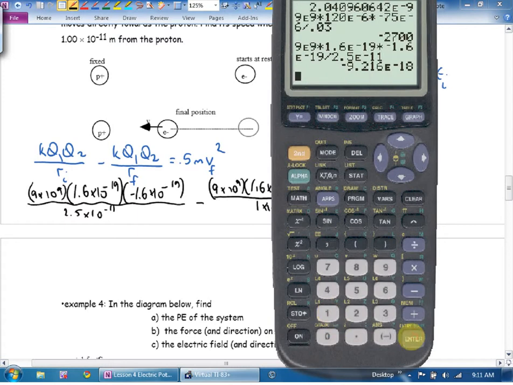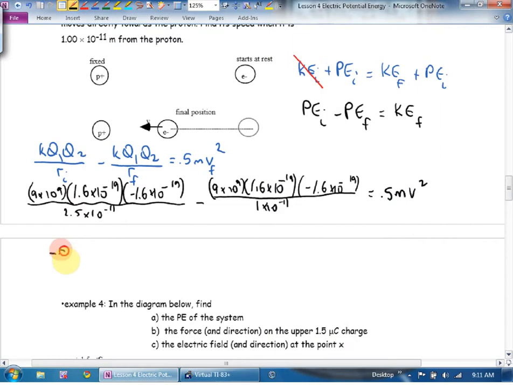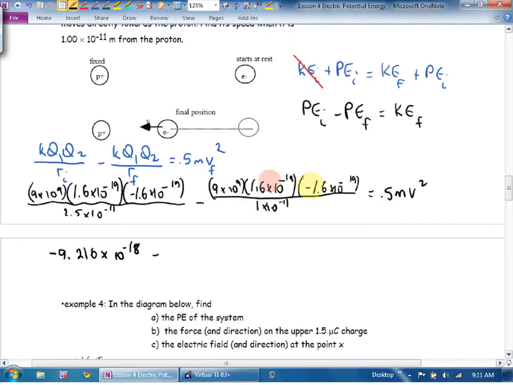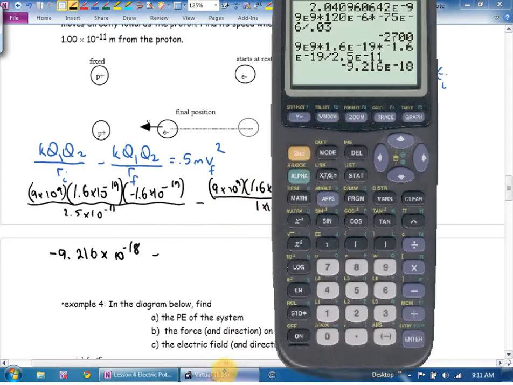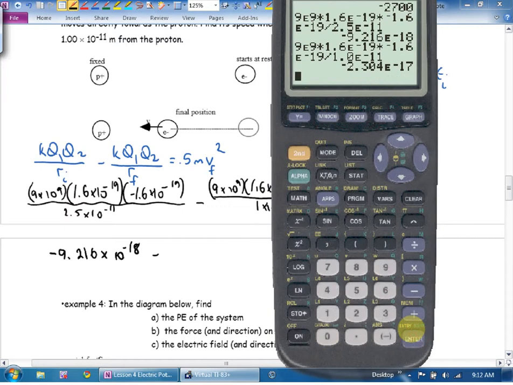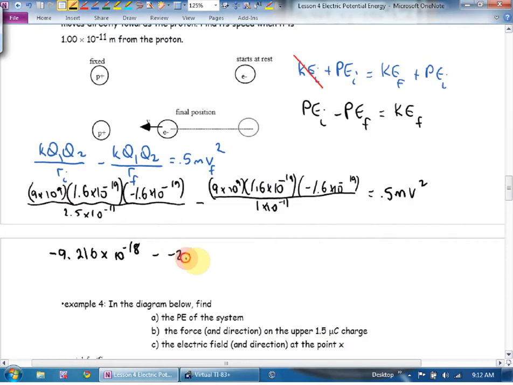So I get negative 9.216 times 10 to the negative 18 minus. I notice, Justin, this second expression here is identical to the first one. I just have to change the radius. So I'm going to go second function, enter. And I'm going to put a 1.0 there because that's the new radius. Negative 2.304 times 10 to the negative 17.